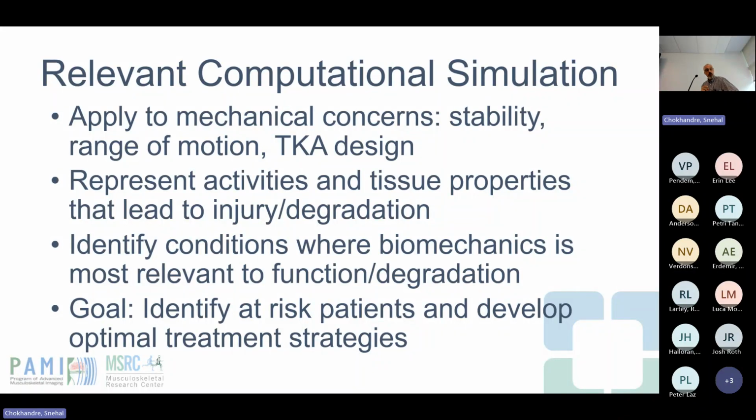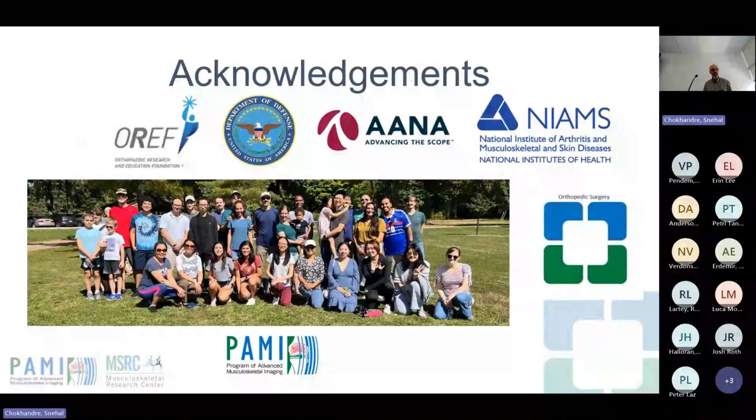So the overall goal is to use this type of tools, quantitative MRI, all these other simulations, other types of analyses, biomarkers, whatever, to identify patients at risk of injury and develop optimal treatment strategies for short-term function, short-term outcomes, and also longer-term joint preservation, which again is a big goal. It's not easy to achieve, but if we don't aim high, then we'll never get there. So that's really all I have.